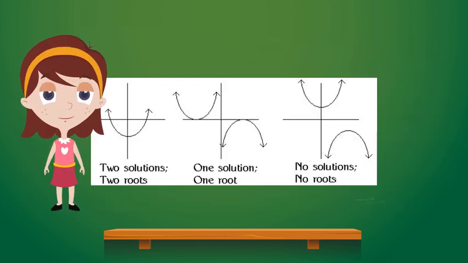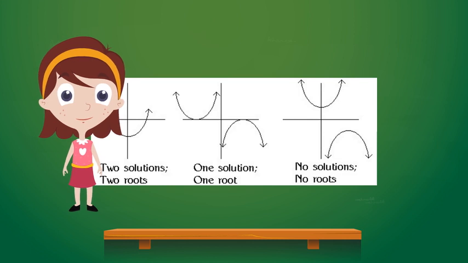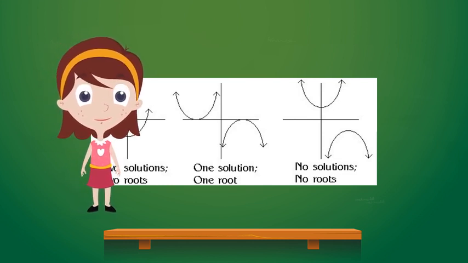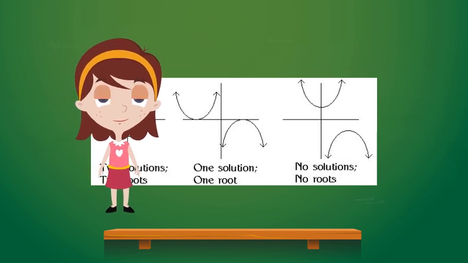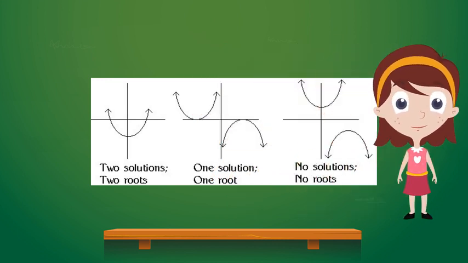There are three behaviors of parabolas. The first one is that it crosses the x-axis in two places, which means it has two solutions. The one in the middle is where it crosses the axis one time, meaning it has one solution. And the one all the way to the right is where the parabola never crosses the x-axis, and therefore there's no solution or no roots.